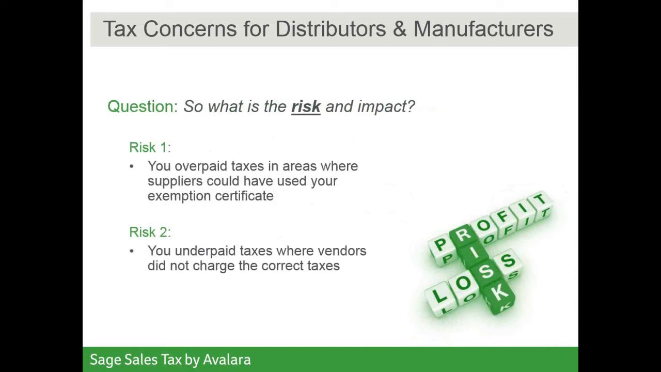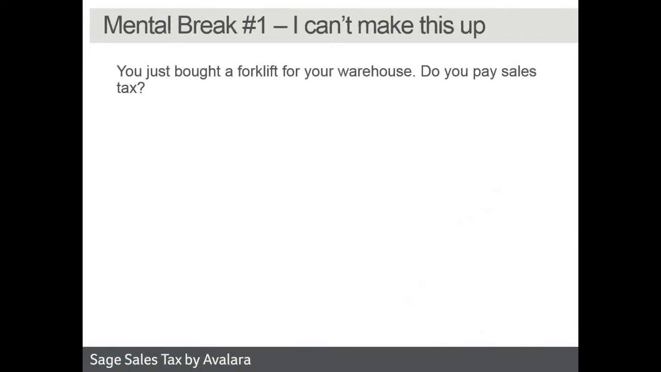So then you have to look at it and say, well, how much risk is it? There are a couple of different things. You might overpay the taxes in areas like if your suppliers could have used your exemption, or you might underpay your taxes. Maybe the vendors didn't charge the correct tax. Those are the kinds of things that auditors look for. And as a manufacturer, it's up to you to assess taxes on sales and purchases. Again, there's a whole industry that exists to help companies reverse audit and identify this kind of thing, but we find it's a lot easier just to automate the process and go about focusing on your business.